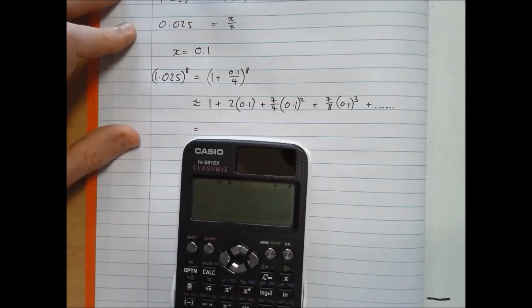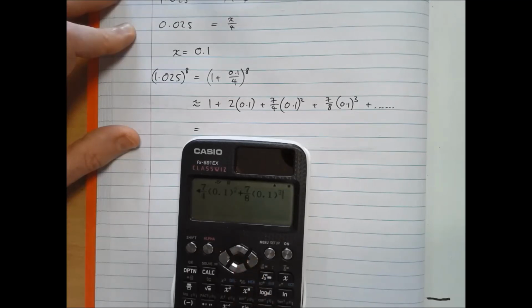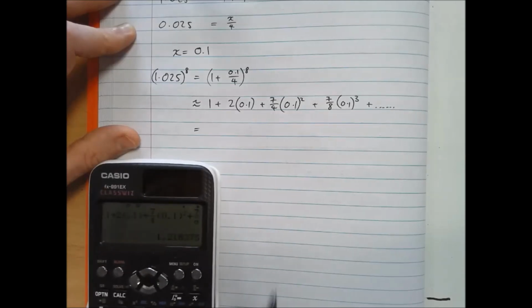Okay, tap that calculation into our calculator. So 1 plus 2 times 0.1 plus 7 over 4 times 0.1 squared plus 7 over 8 times 0.1 cubed. And that gives us 1.218375.